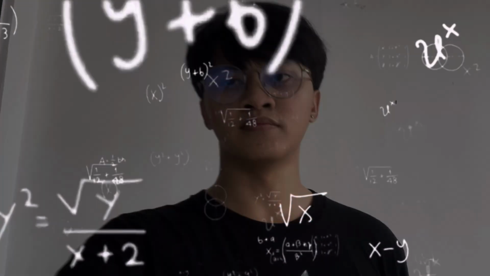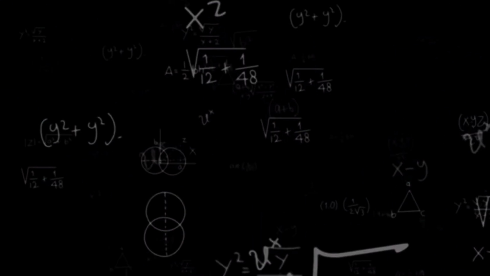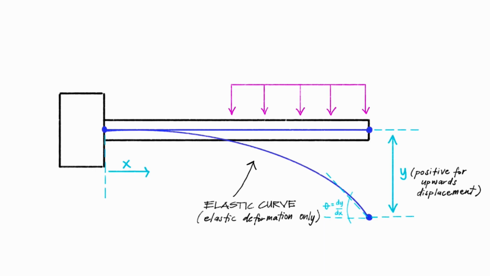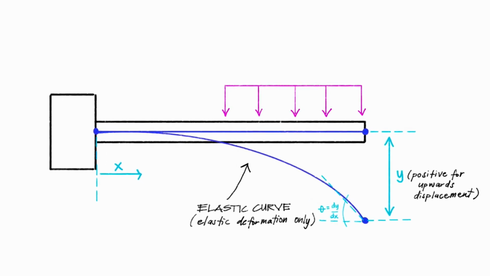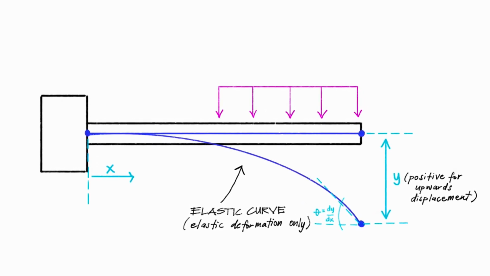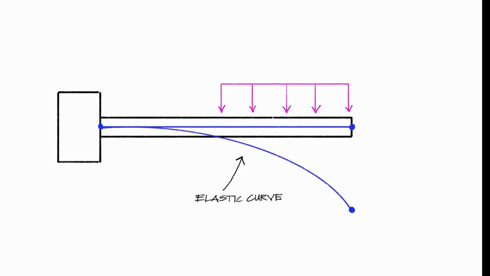There are several methods for this calculation, and in this video, we'll focus on the double integration method and the Macaulay method. Both methods rely on the assumption of small deflection and stresses remaining within the elastic region. Therefore, the deformed shape of the beam is referred to as the elastic curve.